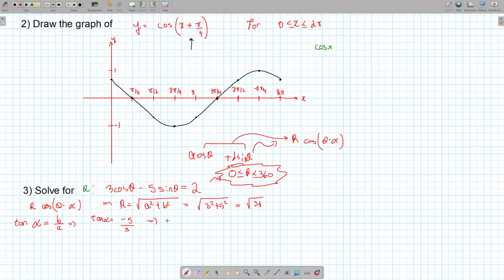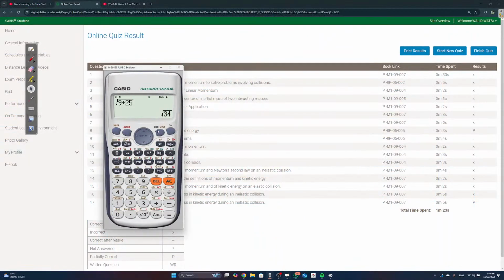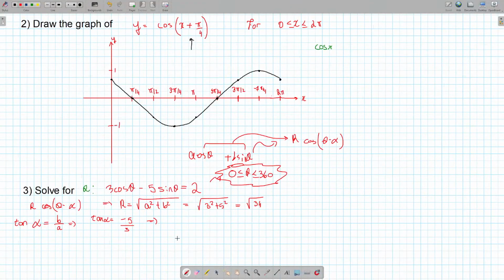Now do shift tan of minus 5 over 3 in degrees because we're working in degrees. Shift tan minus 5 over 3, you're going to get negative 59. So alpha is negative 59 degrees. So over here, r cosine theta minus alpha, let's rewrite it. We know r is root 34. Cosine theta minus alpha, alpha is minus 59, so we put minus 59, is equal to how much?